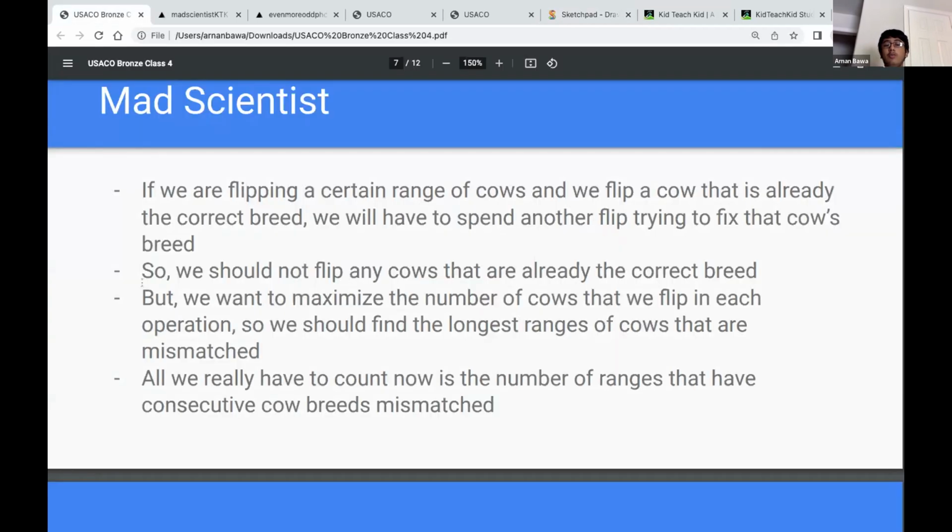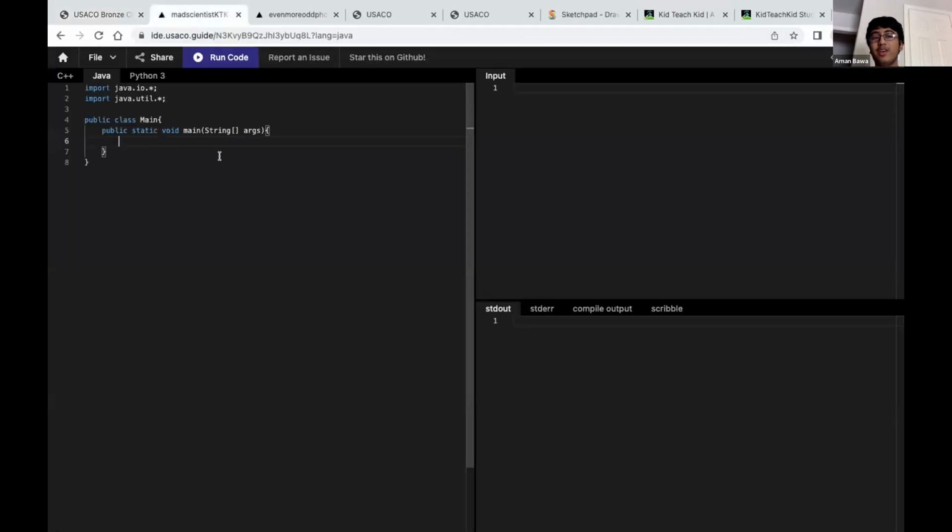We're just going to flip any range that is not matched correctly, and we're going to go as far as we can to flip the cows. So let's code that up.